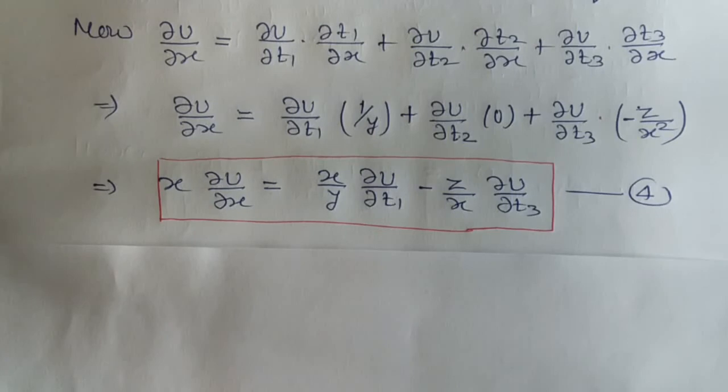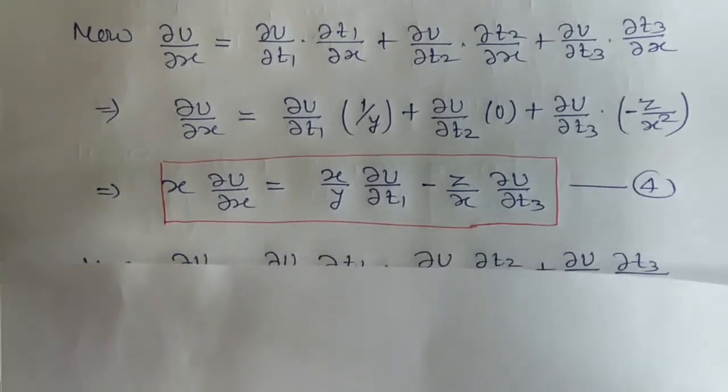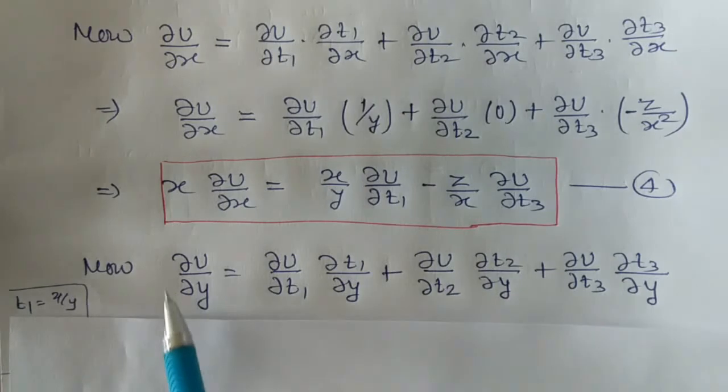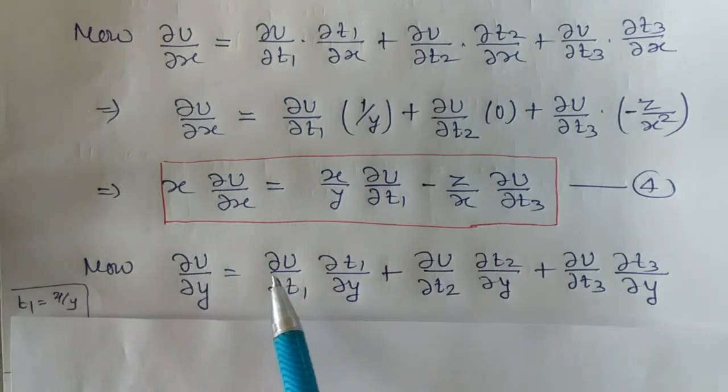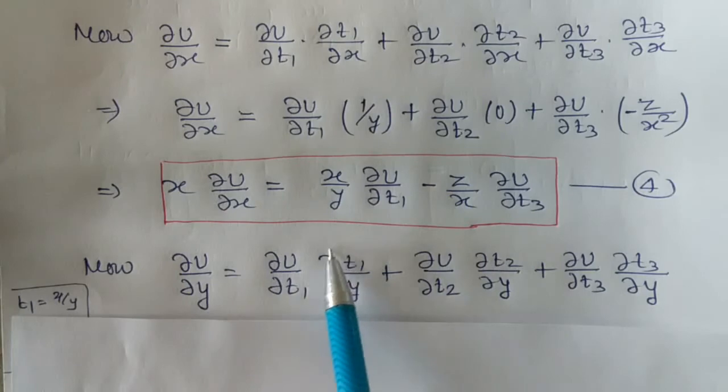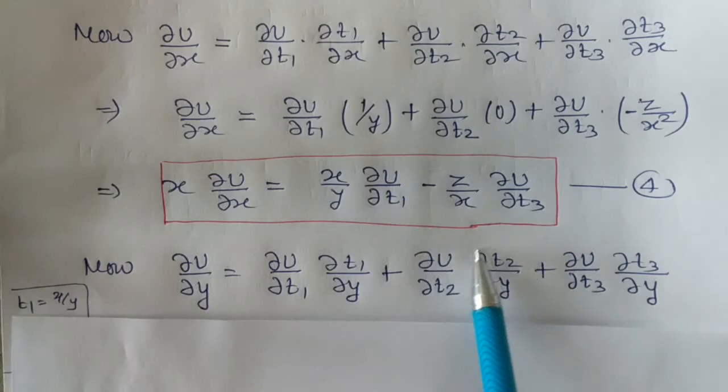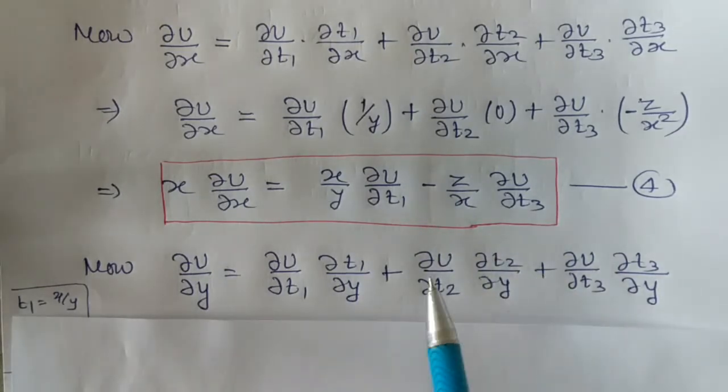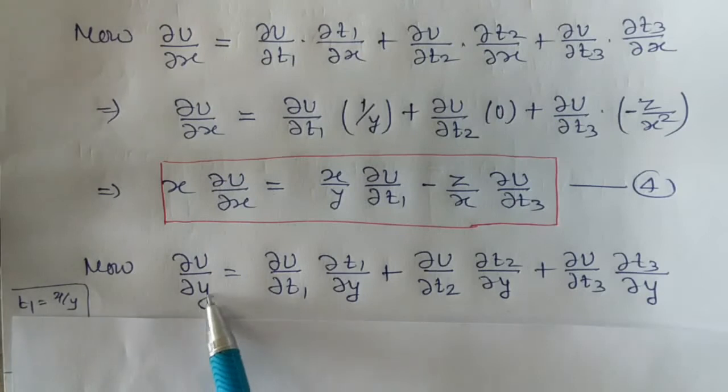Now we find del u by del y, partial derivative of u with respect to y. But u is function of t1, t2, t3 and t1, t2, t3 are function of x, y, z. So we use total derivative to find partial derivative of u with respect to y. Therefore, we get del u by del y is del u by del t1 into del t1 by del y plus del u by del t2 into del t2 by del y plus del u by del t3 into del t3 by del y.